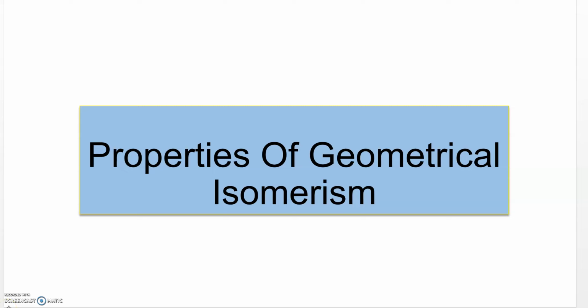Okay, welcome back, my dear students. In the last class, we discussed geometrical isomerism, especially its naming, the E-Z notation. I think you might have studied it well. Next, we are going to discuss the properties of geometrical isomerism.